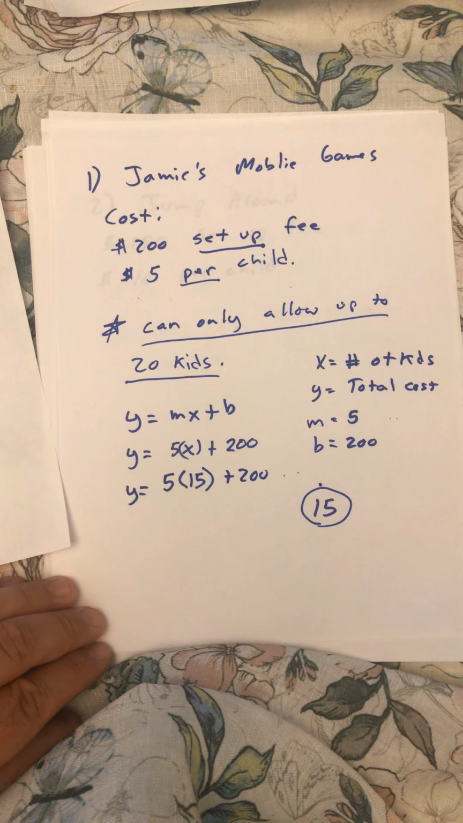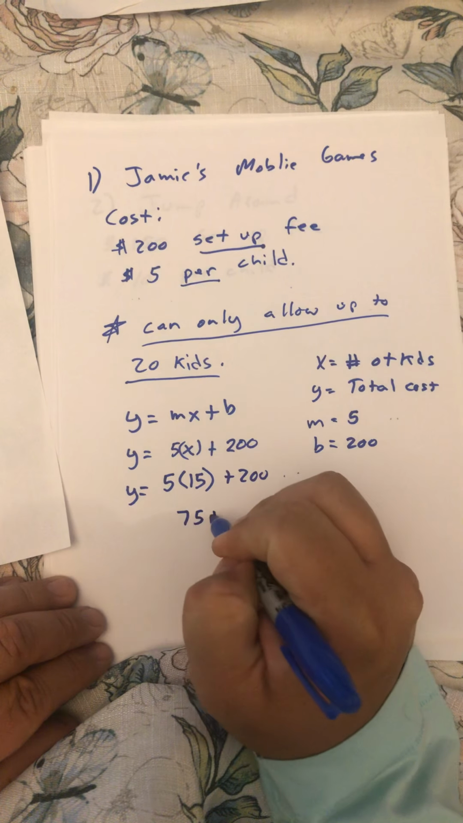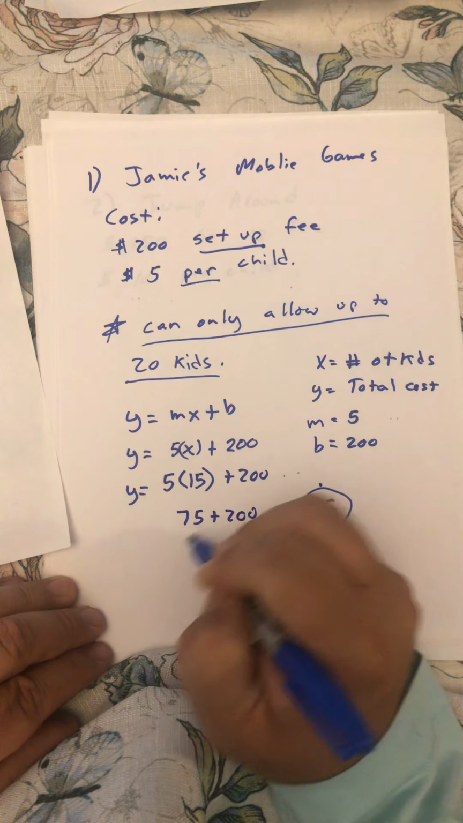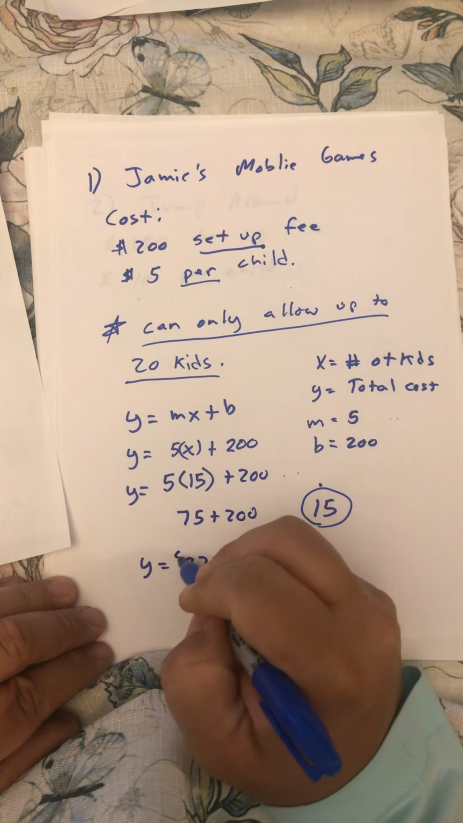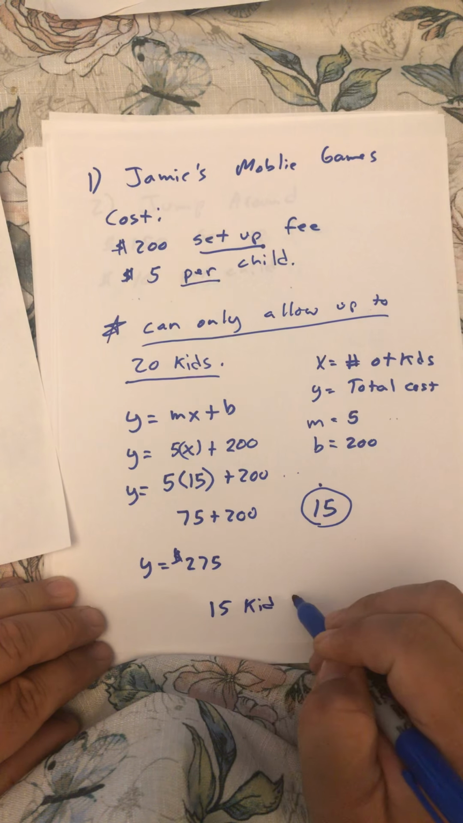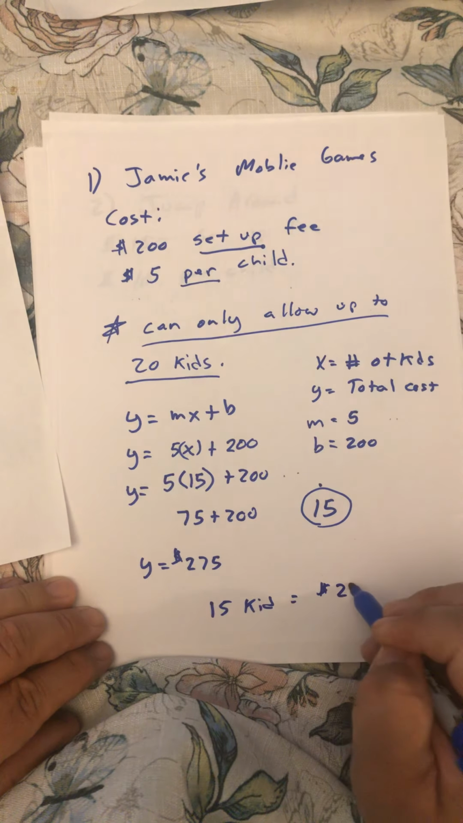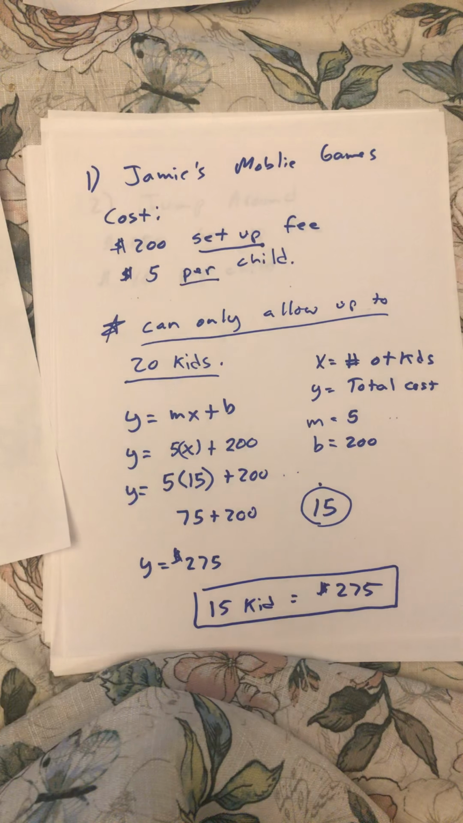So 5 times 15 is 75 plus 200 is $275. So for 15 kids, it equals $275. So this one's not in the running for the 25 kids showing up or the 40 kids showing up. We'll have to remember that later on. So I'm going to put that one aside. There, I didn't have to do any extra work.